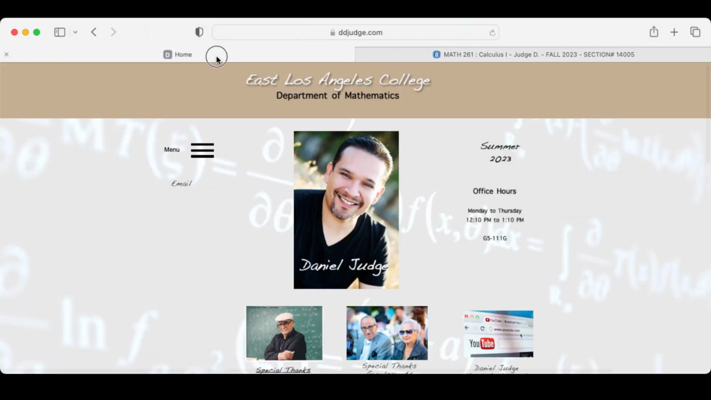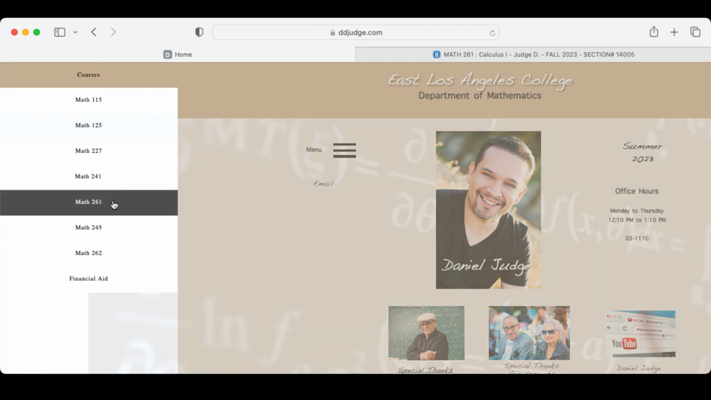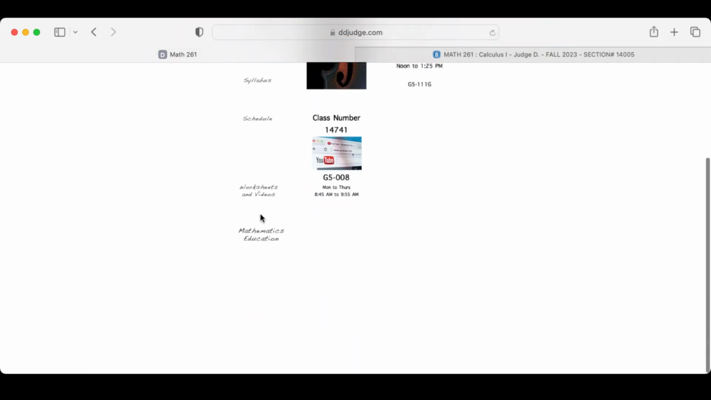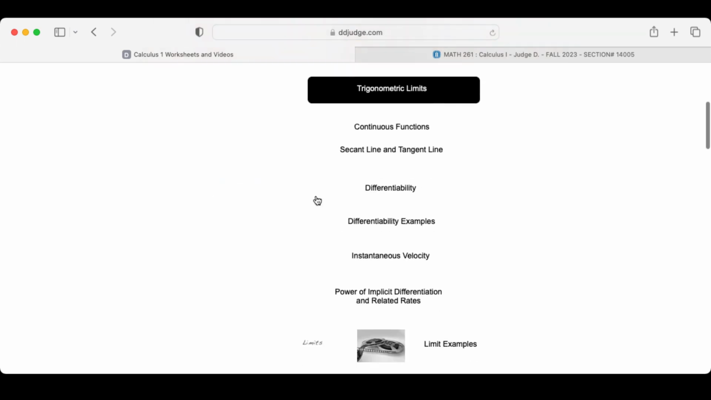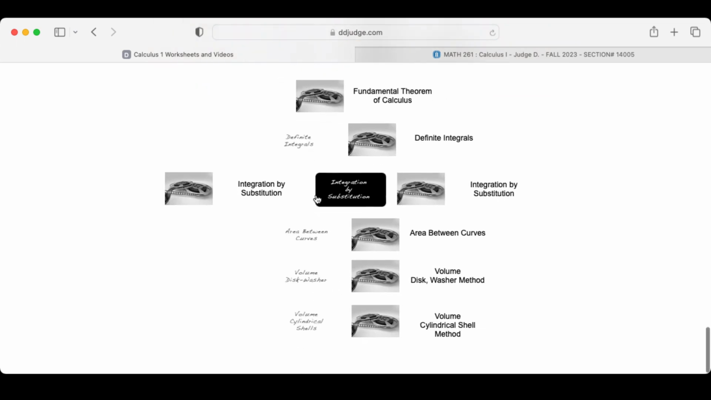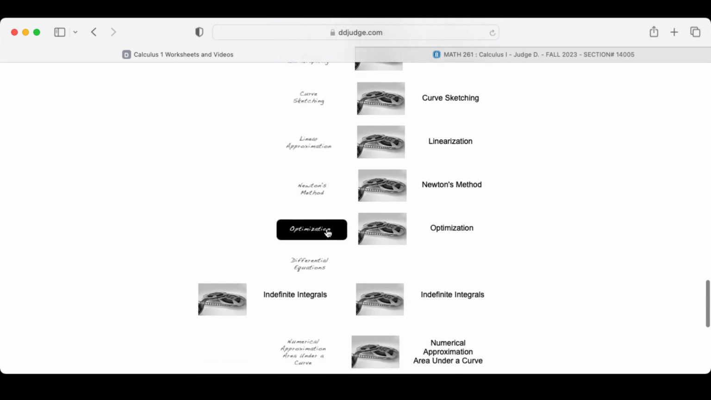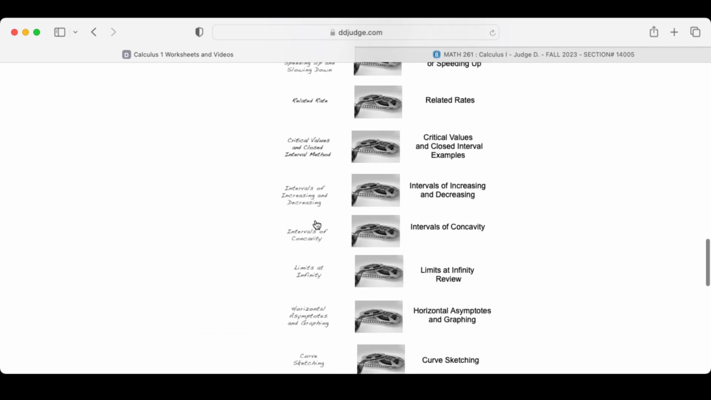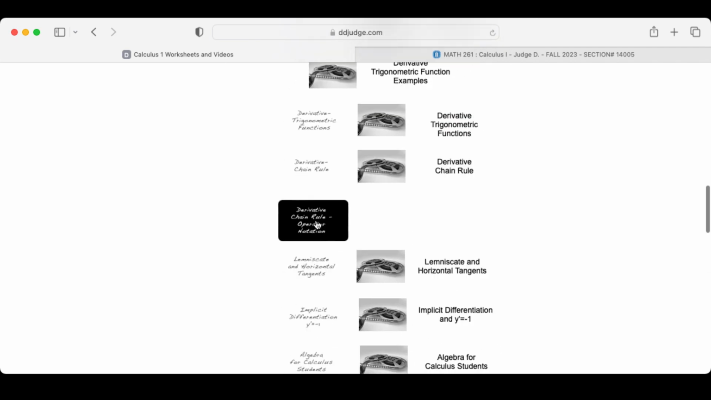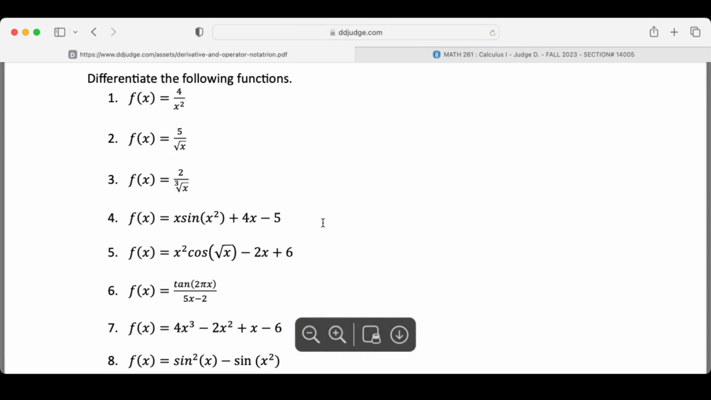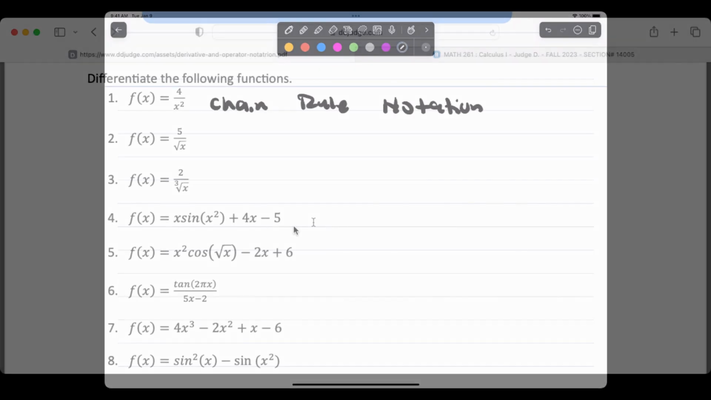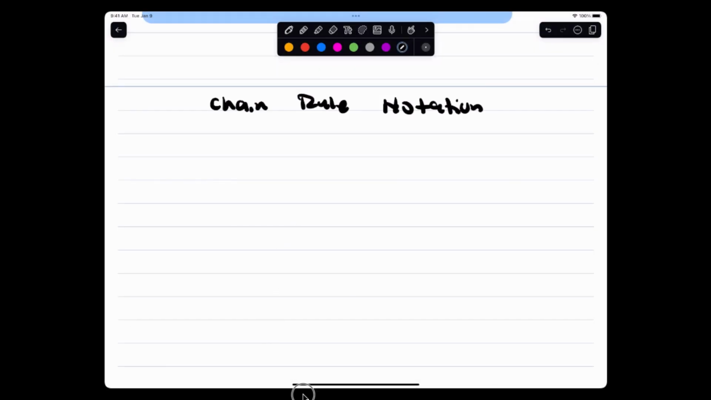Okay. Now, I'm going to go to 261, and we're going to take a look a little bit about chain rule notation for you guys. And maybe in the future I'll make a video of this. Derivative chain rule operator notation. So I started to give you guys already some operator notation. Do you guys know what I'm saying? So let's do a little bit more of that, because it transitions nicely into where we're headed.